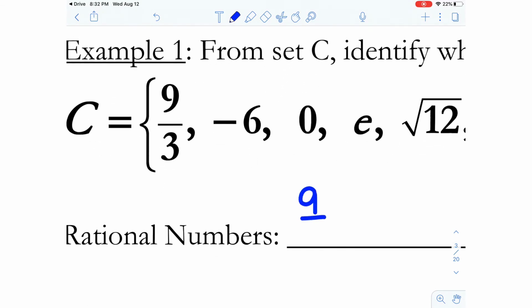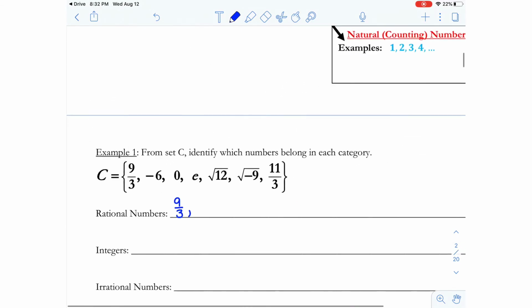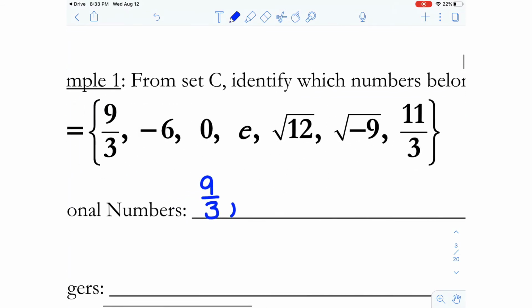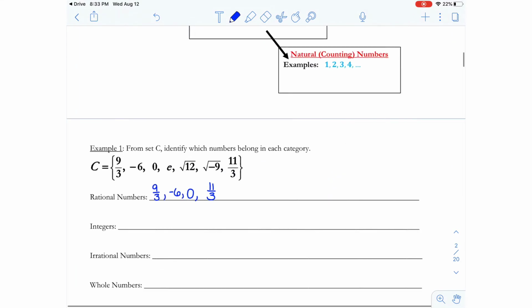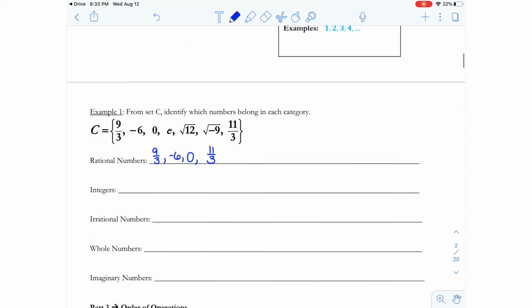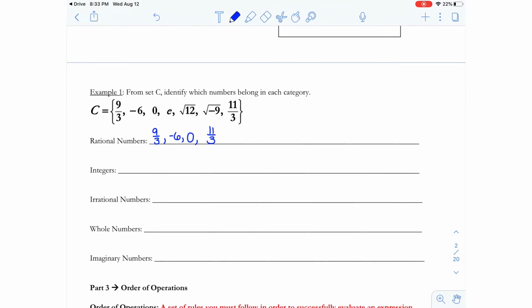9/3 is rational. Okay, because it's a fraction. -6 is rational because I can write that as a fraction, -6/1. 0 is rational. E, that's an irrational number, no can do. Root 12, guys, I cannot square root the number 12 nicely. Impossible, no can do, it is not rational. -√9, that's imaginary, it's not rational, and 11/3 is a fraction, so it's rational. So that's really all that you're doing for these examples, and we'll finish the rest of these in class together as a recap.